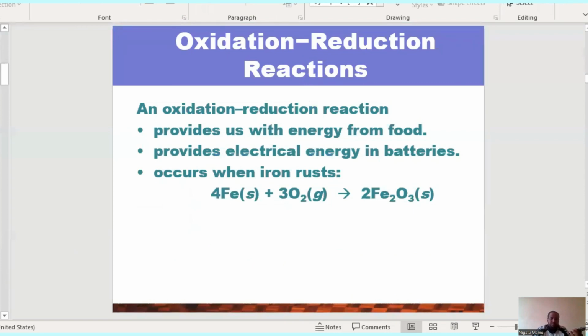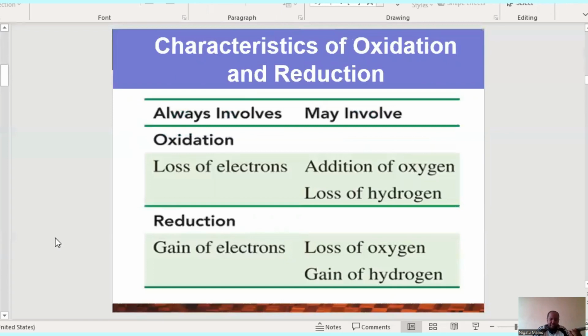Okay, what are the characteristics of oxidation and reduction reactions? Oxidation reactions always involve loss of electrons. Oxidation reactions may involve addition of oxygen and loss of what? Hydrogen. Reduction reactions always involve gain of what? Electrons. This is a must. In a reduction reaction, electrons must be gained. In an oxidation reaction, electrons must be lost.